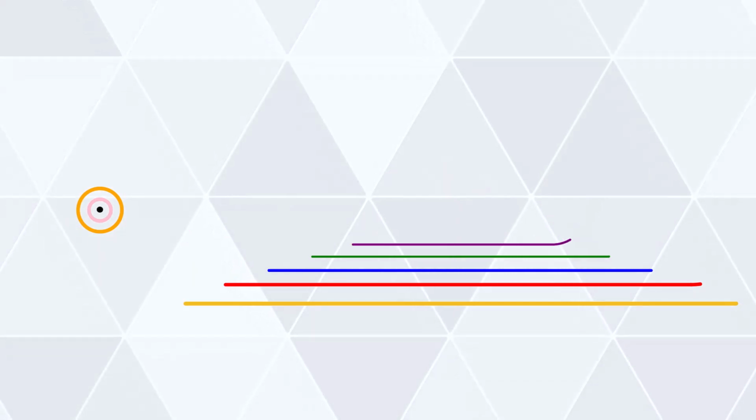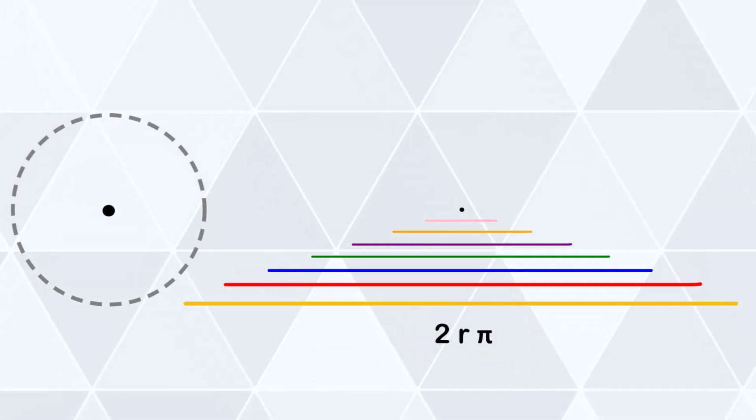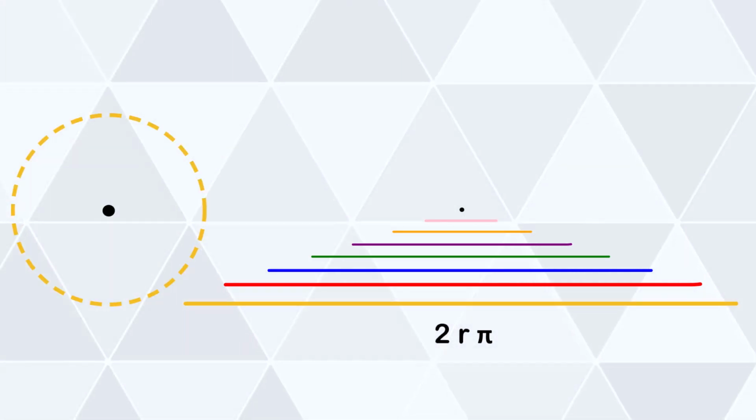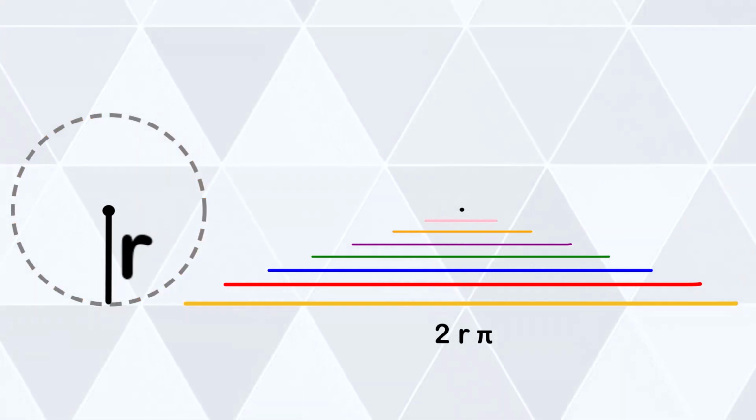order, we begin to form a triangle, since the circumference of each interior circle gets smaller and smaller as you approach the center. It is clear that the base of this triangle is 2 times r times pi. Remember, that was the circumference of the outer layer. And the height is equivalent to the radius of the original circle.